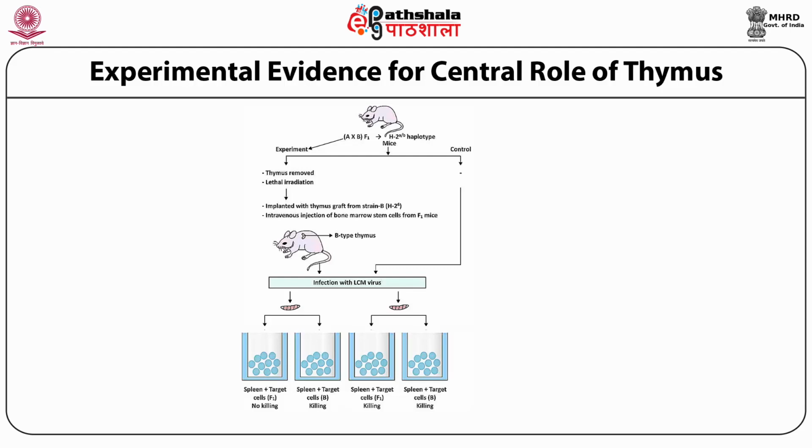So it indicates that they can recognize the haplotype which is shown to them in thymus. So they become that haplotype restricted. So thymus plays an important role in MHC restriction by T cell. While in control mice, no such restriction was seen. There the T cell was killing the target cell from both F1 as well as B strain.